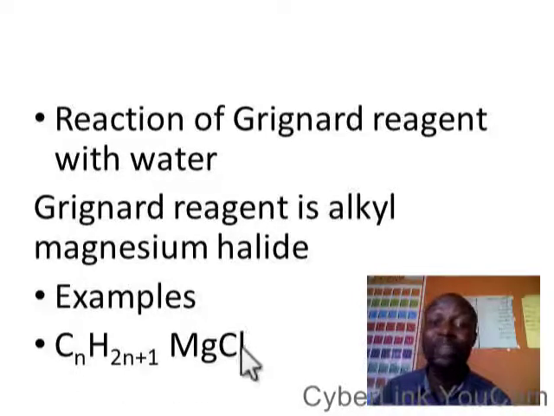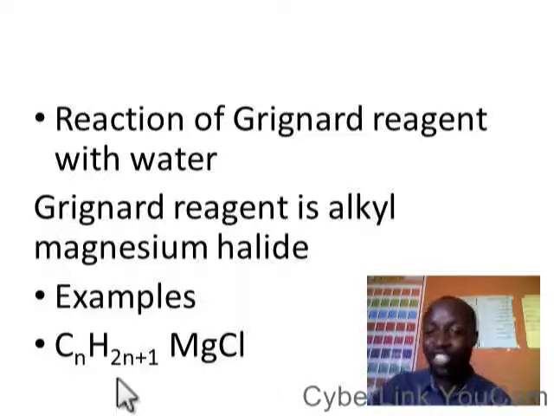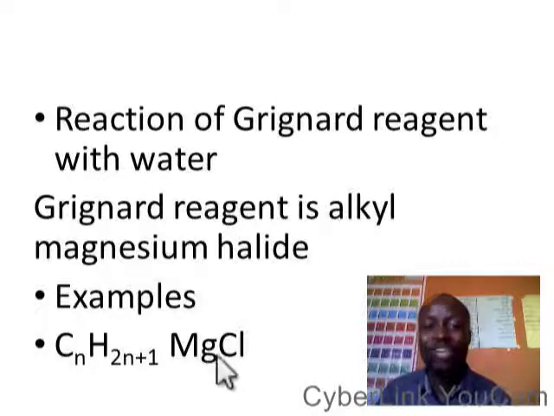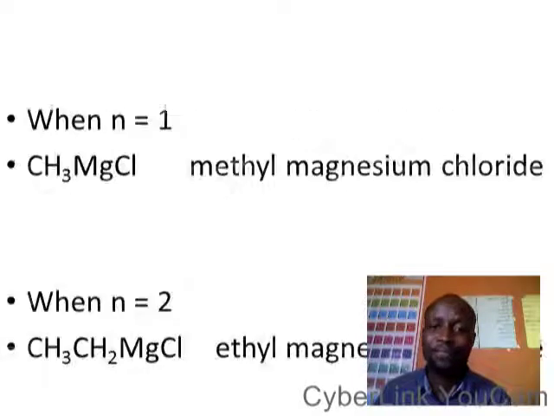MgCl is magnesium halide, which is magnesium chloride, but it's not the normal one. This is monochloride. It's supposed to be MgCl2, but because of the reaction of this alkyl, it is MgCl, magnesium halide. It could be magnesium bromide, it could be magnesium fluoride. So let us go on to see.